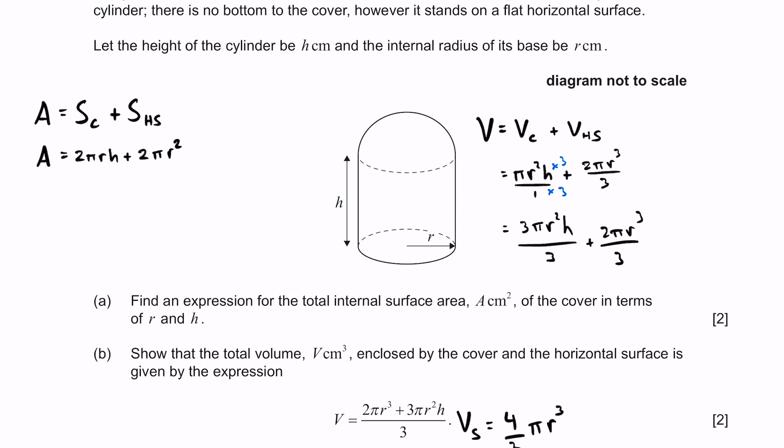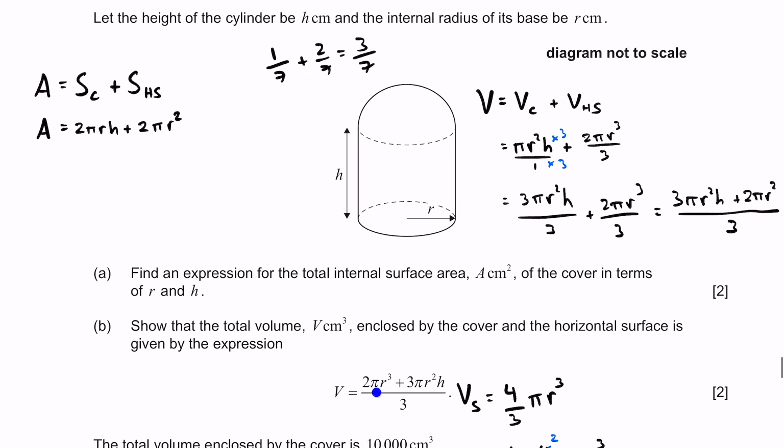And now, since they're both over a common denominator, we can just add the numerators. Like if you had 1 over 7 plus 2 over 7, altogether you have 3 sevenths. You can use that same principle even in this abstract context. So all we'll have is 3 pi r squared h plus 2 pi r cubed, all over 3. And that's exactly what we have here.